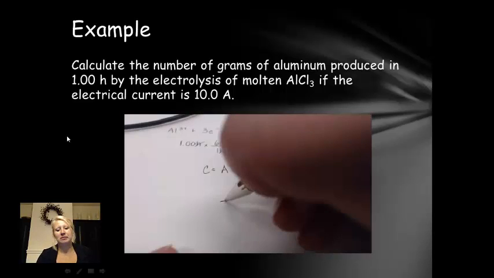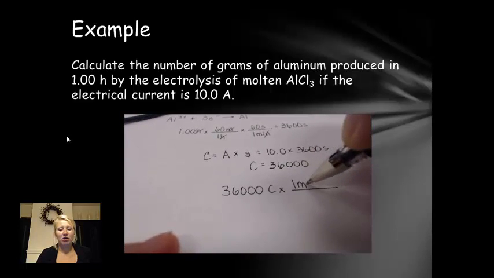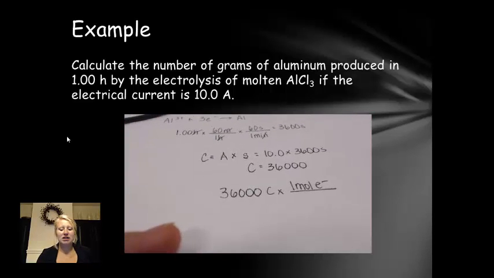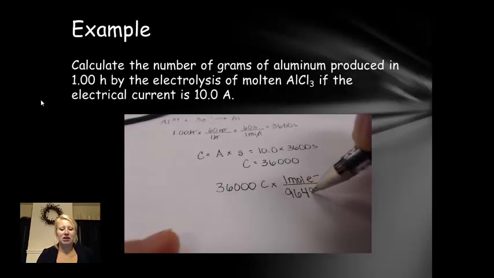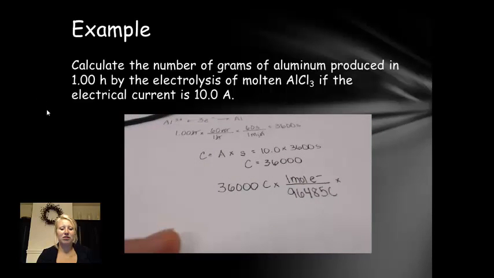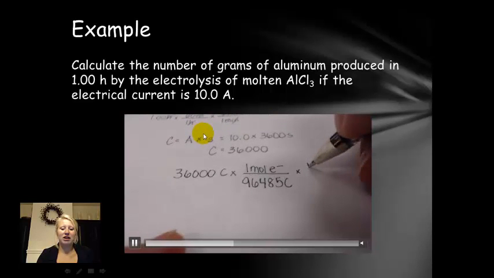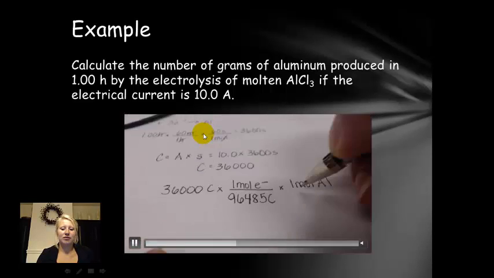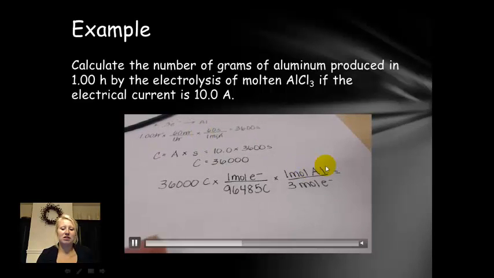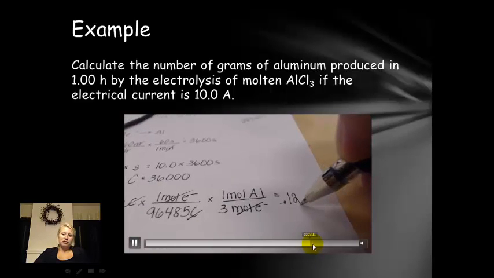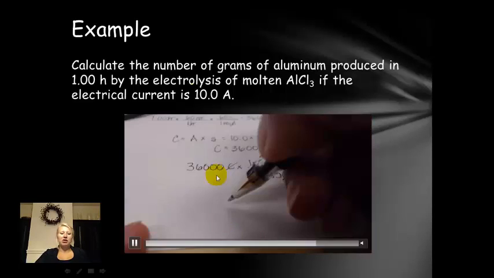Well, we know from Faraday's constant that 1 mole of electrons is equal to that special number, 96,485 coulombs. And in this reaction, if we look at our balanced equation, we need 3 electrons to form a mole of aluminum. And that will give us 0.124 moles of aluminum. But the question asks for the number of grams.